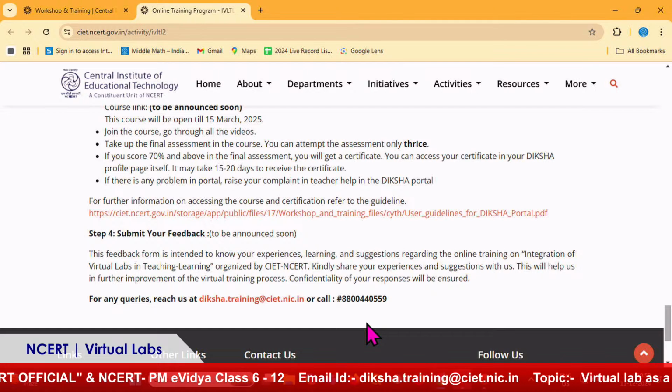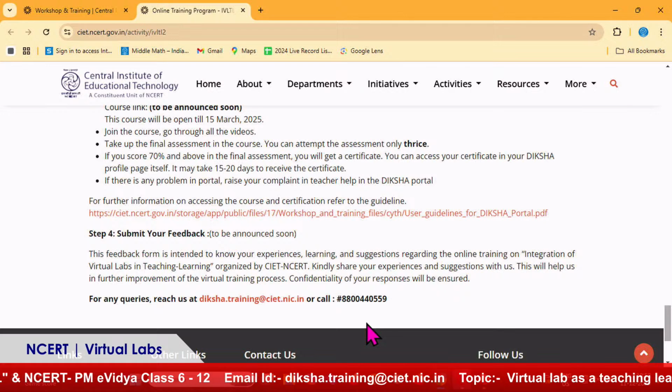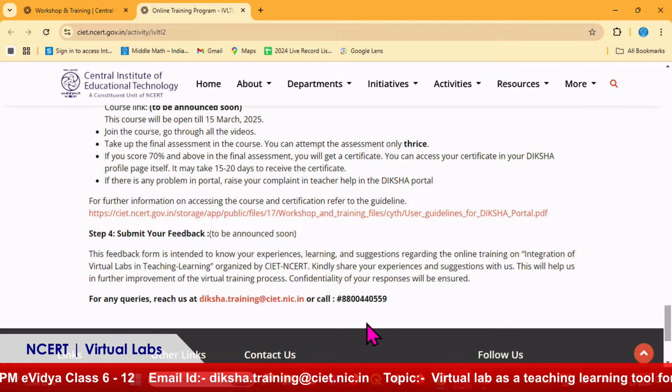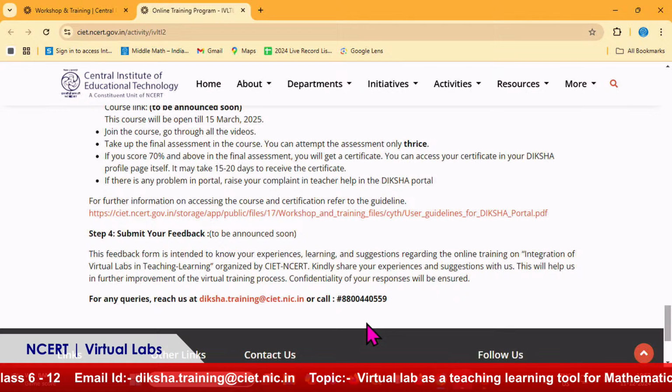Well, now it's time for me to thank both my experts for the day. Yes, we had this wonderful session where we talked about virtual lab as a teaching learning tool for mathematics, and for this I would like to thank Dr. Jagmohan Rao and Miss Anna Gupta. Thank you so much, sir. Thank you, ma'am, for your contribution to the session.